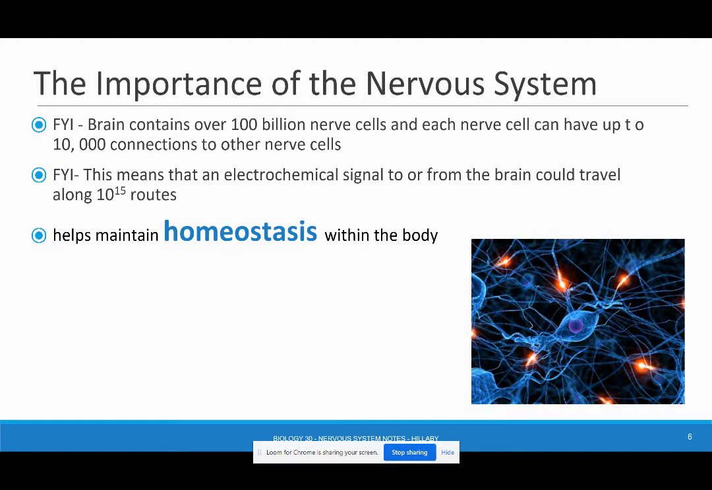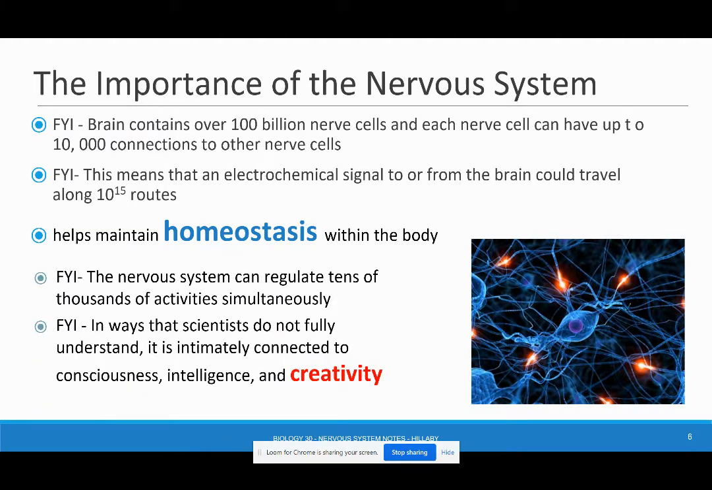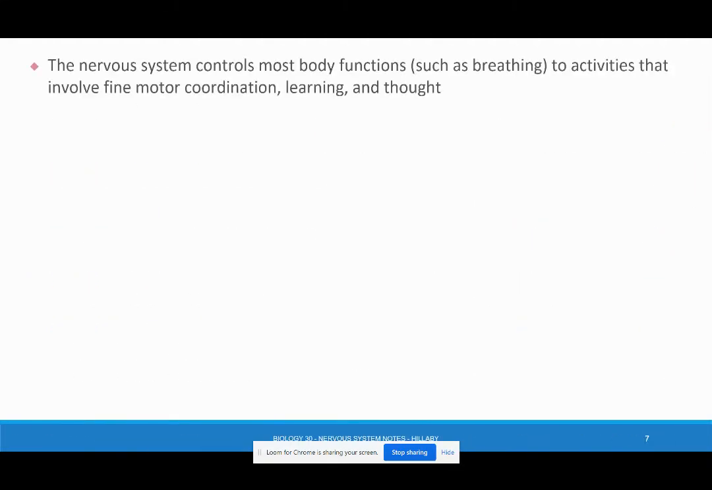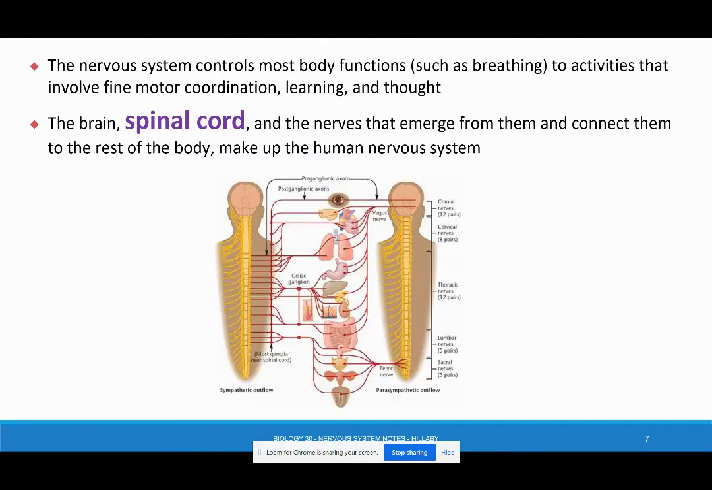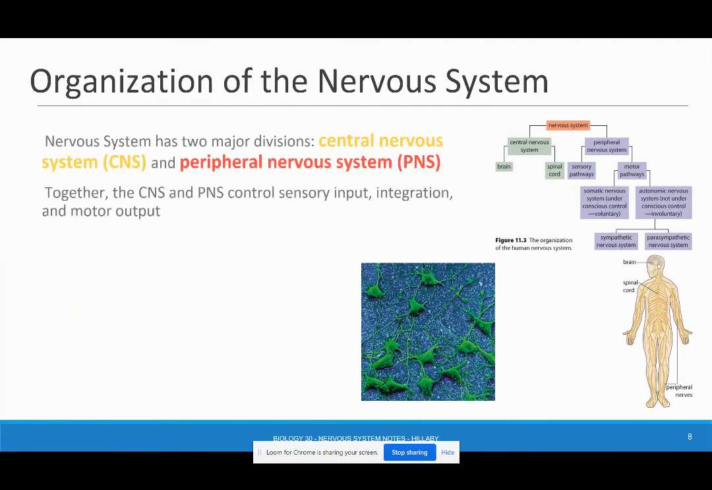Okay, I'm going to get to the endocrine system, same idea. Okay, the nervous system can regulate tens of thousands of activities in a way that scientists do not fully understand. It's intimately connected to consciousness, intelligence, and your creativity, which are all obviously linked to your nervous system. Okay, the nervous system controls most of your bodily functions like breathing, to activities that involve fine motor control, learning, and thought. Okay, keep moving on here.